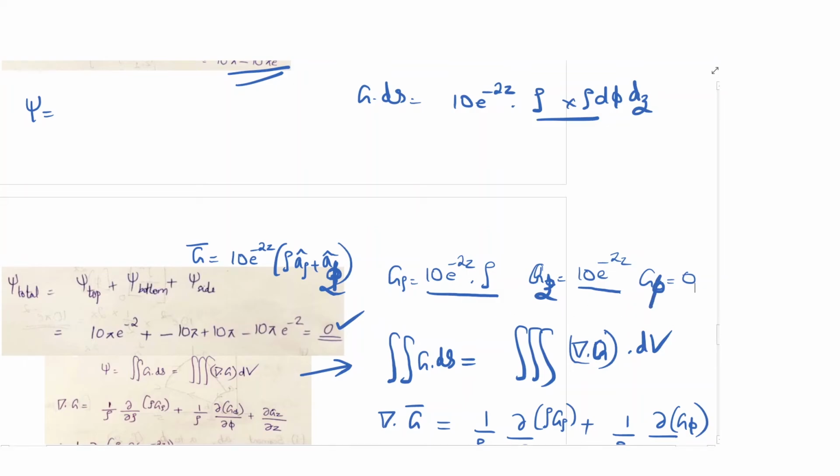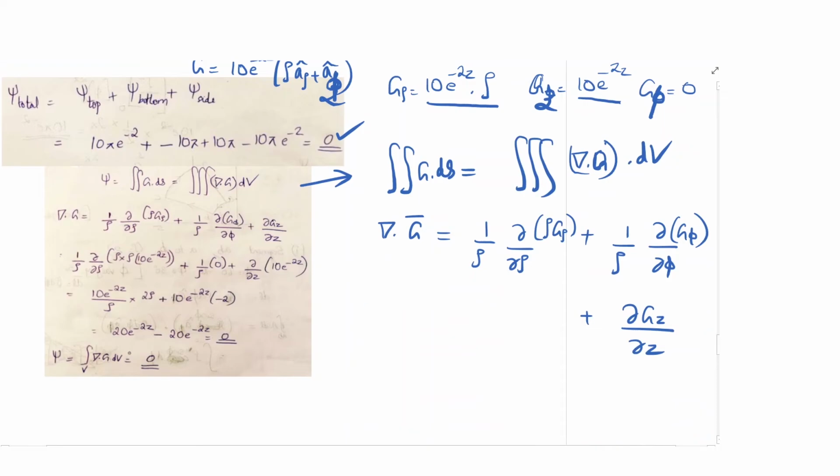So hope you understood this part. To calculate del dot G, 1 by rho into dou by dou rho of rho into 10 e raised to minus 2z, you are substituting this part here. Then the G phi component is 0, so the second part is 0. The third component is dou by dou z of 10 e raised to minus 2z, so you substitute it here. You directly calculate del dot G and you get 0. So there is no need to even calculate the volume integral, because the volume integral of del dot G is the volume integral of 0, which is 0. This is a very simple method for calculating flux with the divergence theorem.